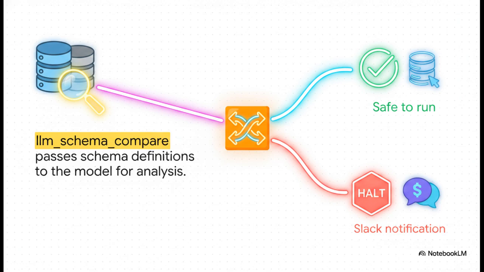And here's where dynamic routing really shines. If there are no critical mismatches, boom, it routes directly to our query generation step to write the SQL. But if something is broken, it branches off, halts the ETL, and pings the data team over on Slack.